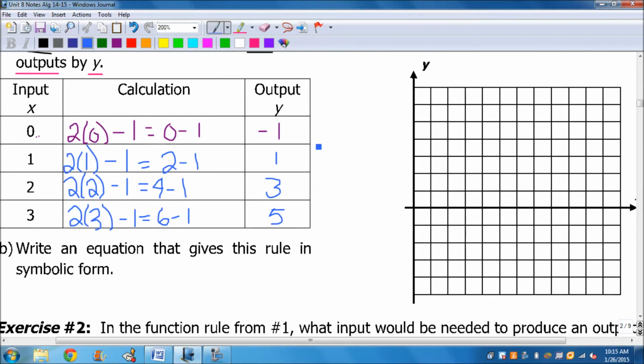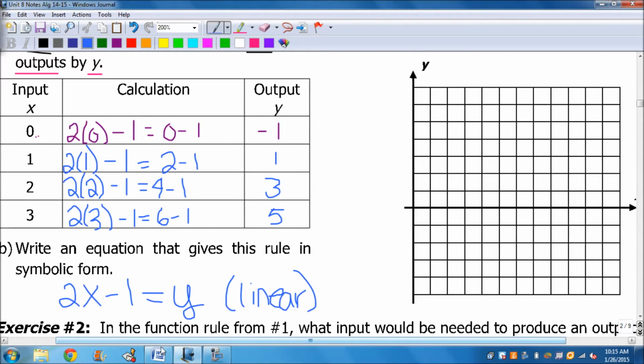So now it says write an equation that gives this rule in symbolic form. So the rule says multiply the input by 2. The input will always be X. So I'm going to take X and multiply it by 2, and then subtract 1, and that gives you the output, so equals Y. So in this specific example, we actually have a linear function because it's in the format y equals mx plus b, and it makes sense that each one of these values is going up by 2 because the slope is 2.